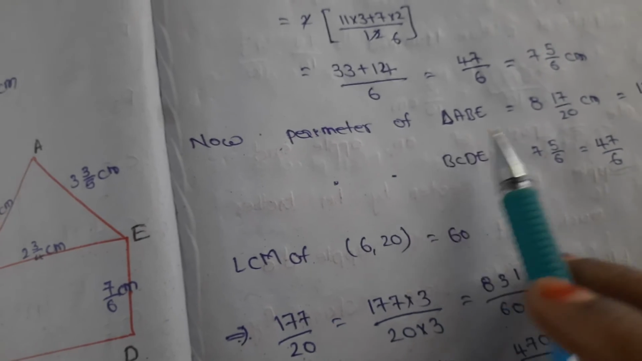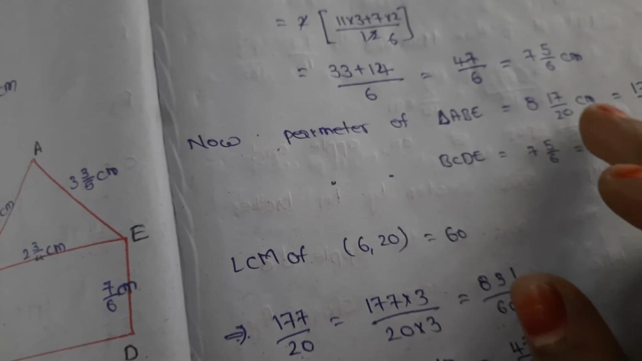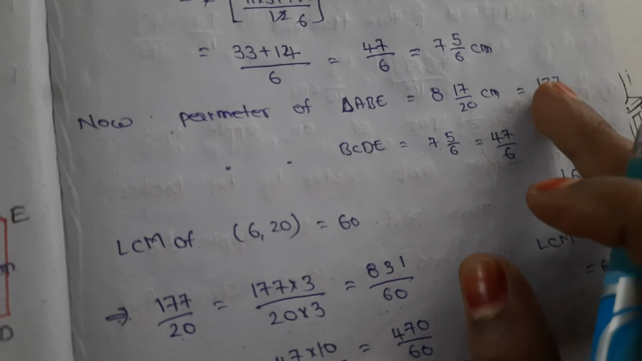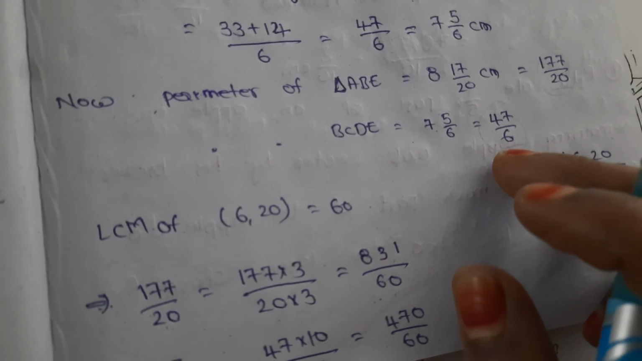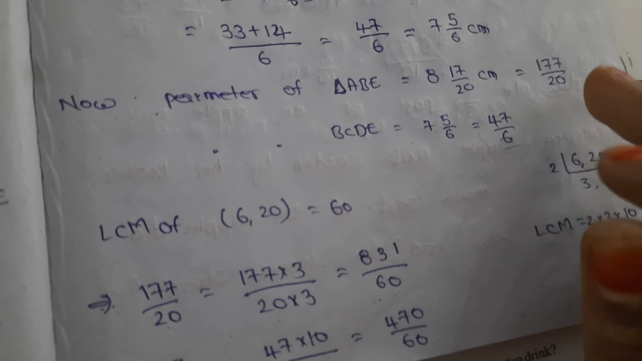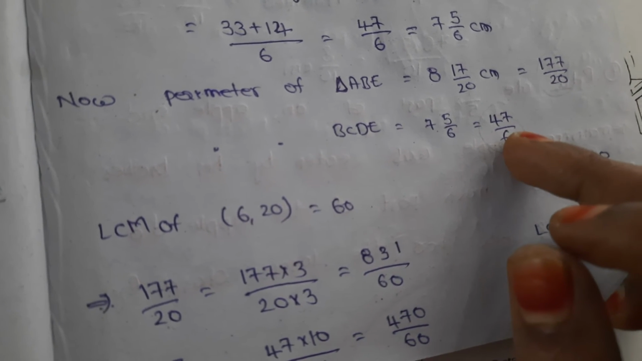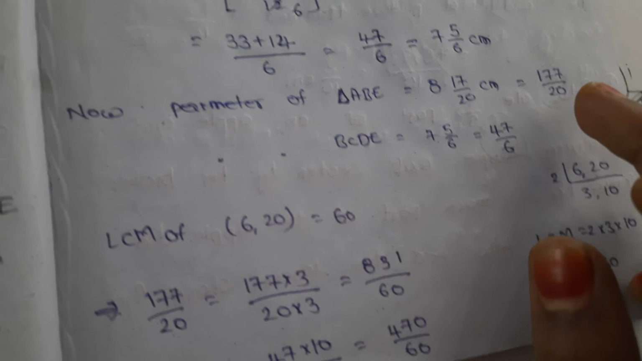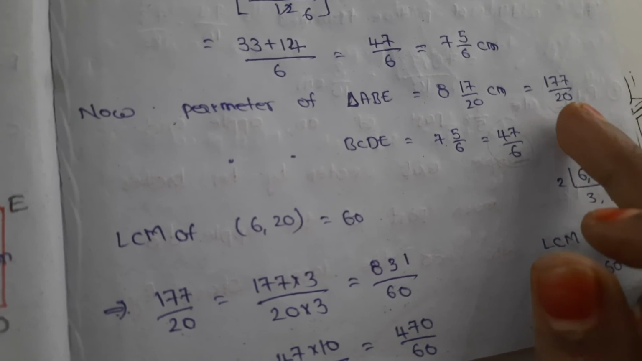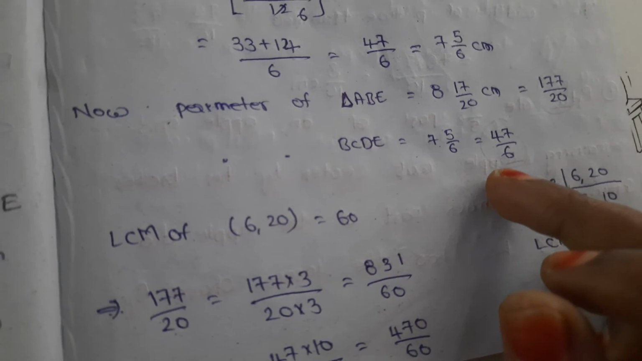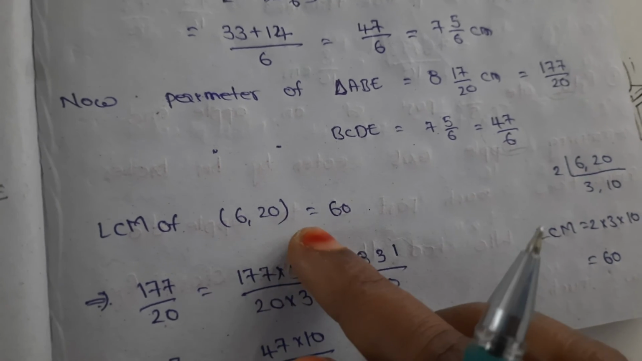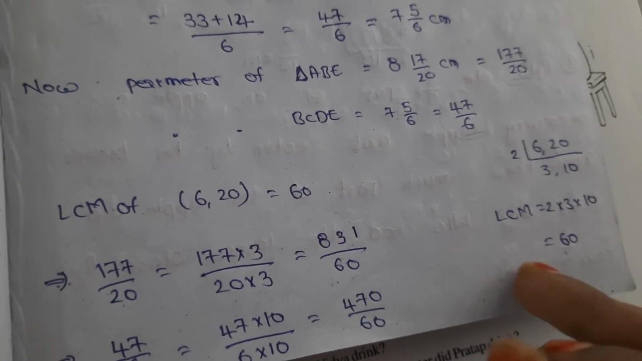Next, we are going to find out which perimeter is greater. For that one, we are going to change the given fractions into like fractions. Fractions which have the same denominator are called like fractions. Here, by observing these two values, the denominators are not the same. To change the denominators to equal values, we are going to take the LCM of the denominators. What is the LCM of 6 comma 20? That is equal to 60.